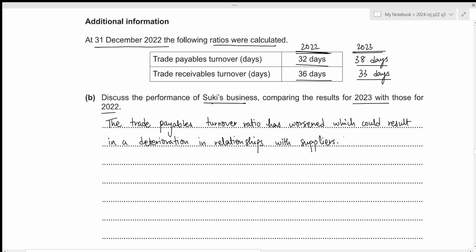Let's write it down. The trade receivables turnover ratio has improved, which could result in a reduction in irrecoverable debts.